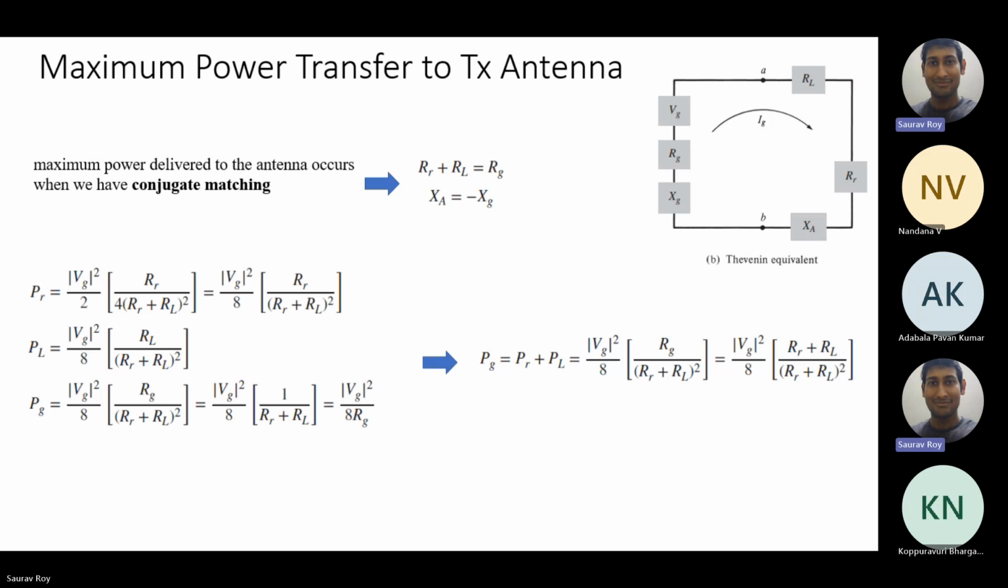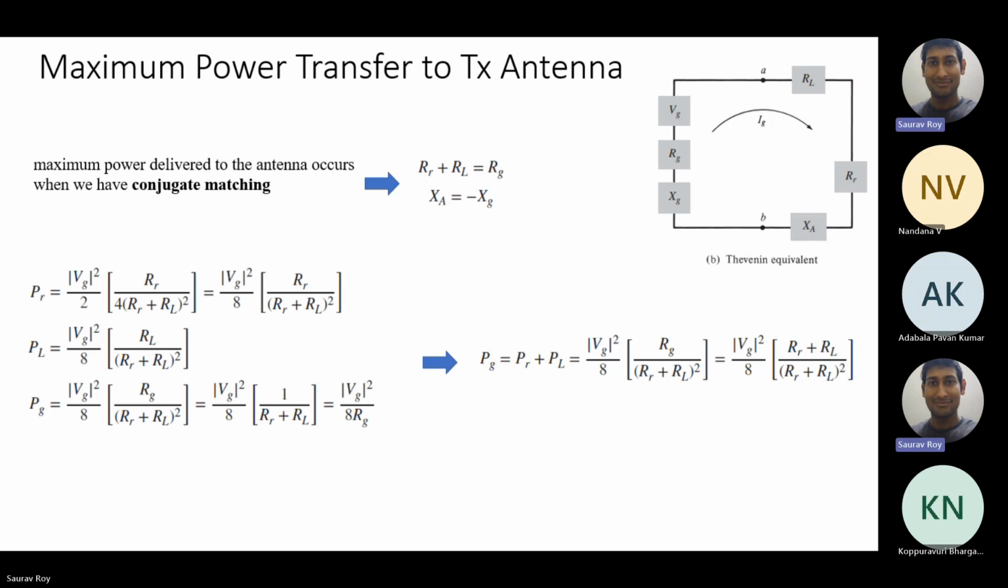If that happens, then the power for radiation loss and also in the Rg, that means in the generator itself, those powers can be calculated. So they have been calculated, and on the right side, the equation shows that PG equals PR plus PL. That means the power in the generator equals the total power in the antenna. In normal circuit theory also, if you use maximum power transfer, it will show the same thing.